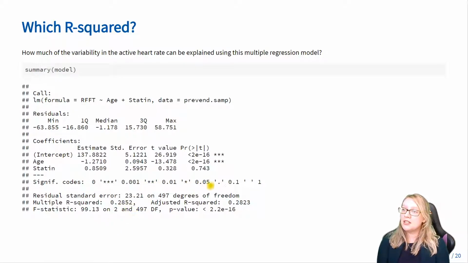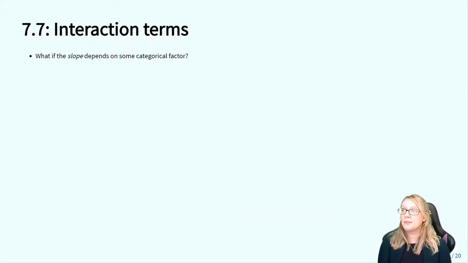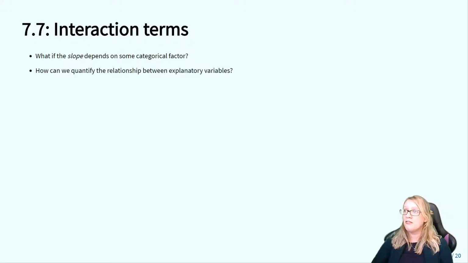Notice that this adjusted R-squared has been brought down just a little bit because there are two variables in our model. Now let's take a look at interaction terms, and these can be incredibly helpful for us to expand our model because they allow the slope to change based on some factor.